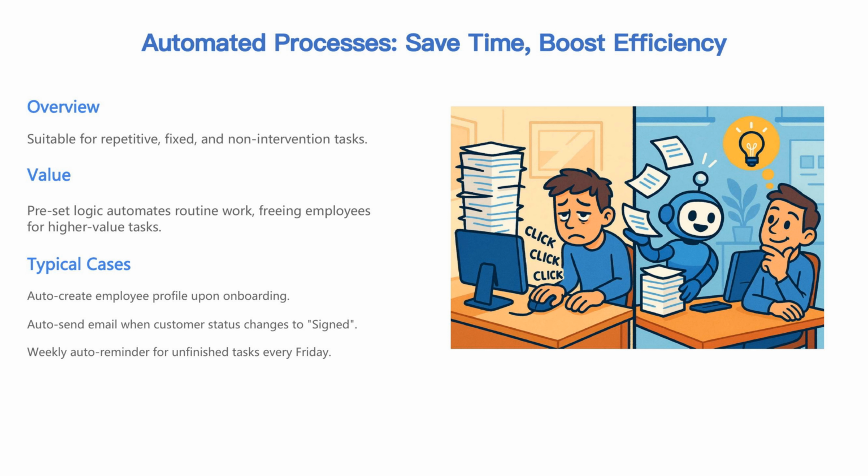For example, when a new employee joins the company, there is no need for the Human Resources Department to manually fill out employee records. The application can automatically create the employee's information records. Another example is when a customer's status changes from potential customer to signed customer, the application automatically sends a notification email to relevant personnel. Yet another example is that every Friday afternoon, the application automatically sends reminders to notify everyone of any tasks that remain uncompleted.